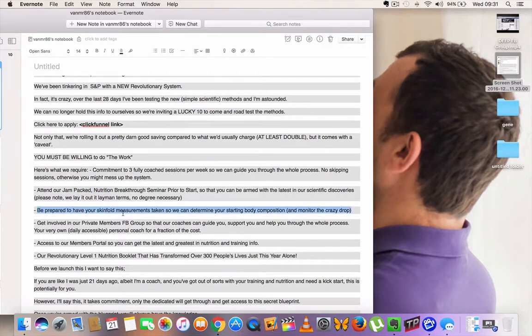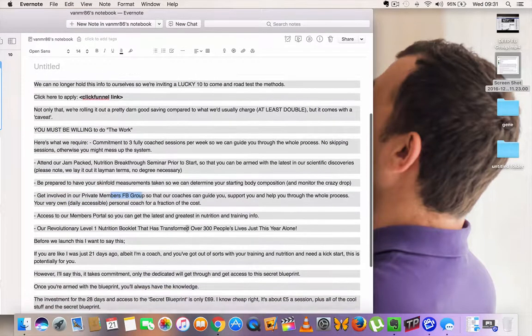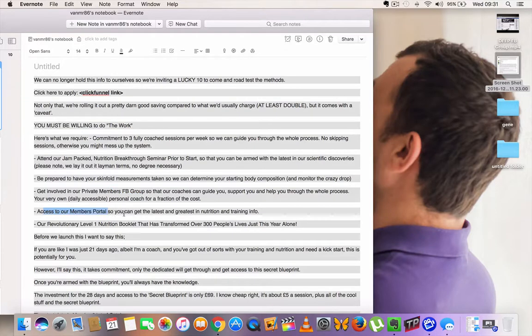Then be prepared to have your skinfold measurements taken, obviously body fat, and be weighed in, so we can monitor the crazy drop, and get involved in our private members Facebook group, where our coaches can guide you and support you. Access to our members portal, which is a membership website that we have at S&P. Our revolutionary level 1 nutrition booklet that has transformed over 300 people's lives just this year alone. So all of these things are what we are going to give to them. So that is where we position. This is where they actually know what they're going to get.